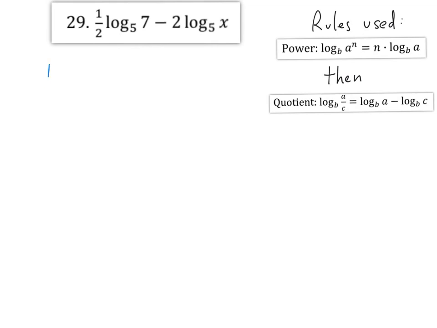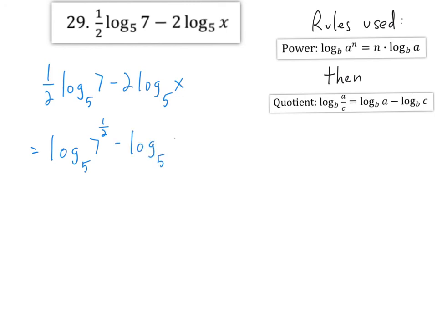Okay, so here we write this: 1/2 log base 5 of 7 minus 2 times log base 5 of x. First thing is we'll take this half, bring it in, and make it the exponent of 7. And the same step, we'll take this 2, bring it in, and make it the exponent of x. So that half will go away at the front, log base 5 of 7, and then the half comes in as the exponent of 7. This log base 5 of x, and then the 2 comes in as the exponent of x.